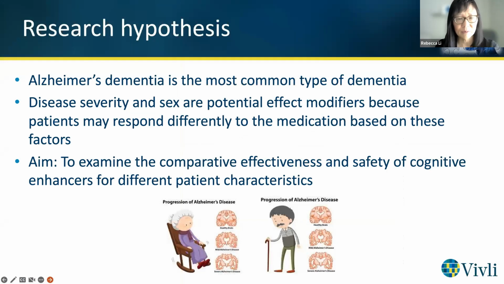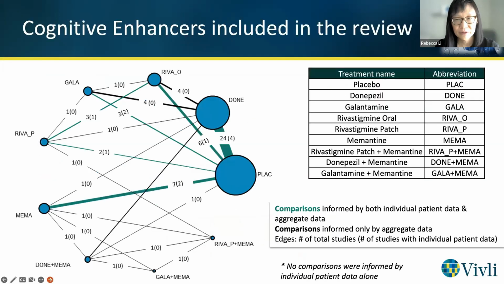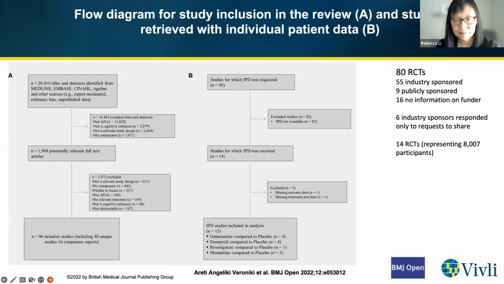So again, the aim here was to look at comparative effectiveness and safety of cognitive enhancers for different patient characteristics. So these were some of the drugs that were compared, looking at both individual participant level data and aggregate data. So not all of the studies were available. The IPD, or individual participant level data, was not available for all of the studies. So they used aggregate data for some of the comparisons.